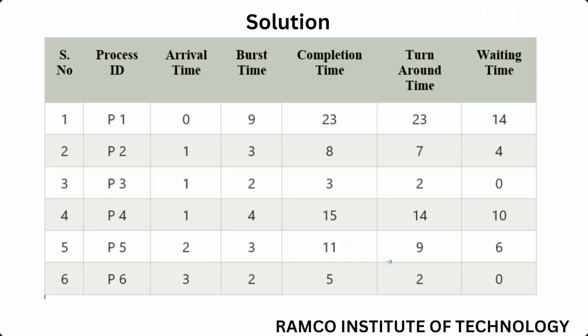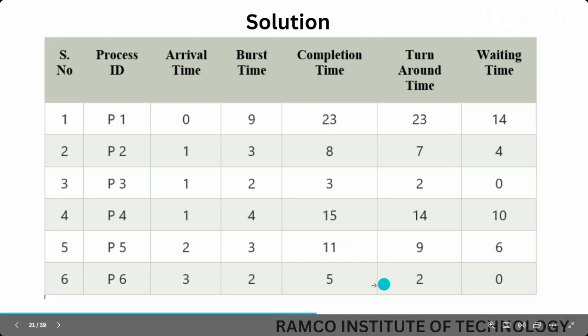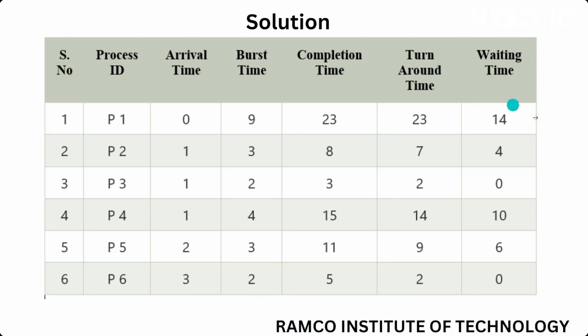Then the last one, P6. P6 turnaround time is 2. Here the completion time is 5 and arrival time is 3. So 5 minus 3, 2. So these are the turnaround times of each process. Next, we need to calculate the waiting time of each process. The waiting time is the difference between turnaround time and burst time. This is the waiting time.